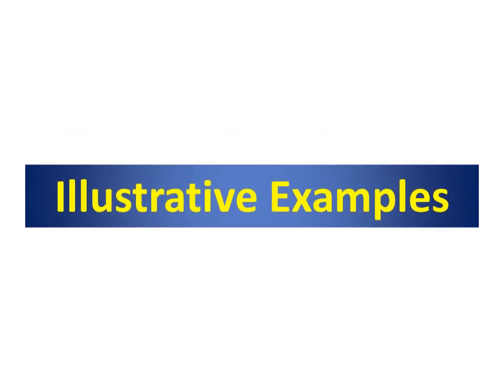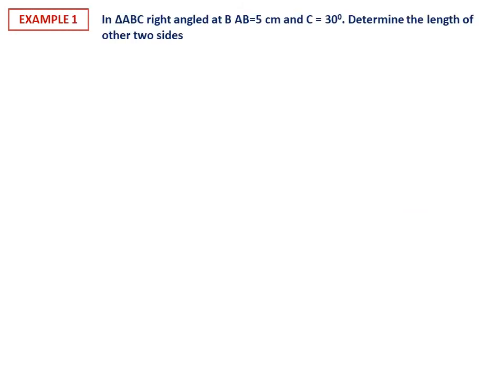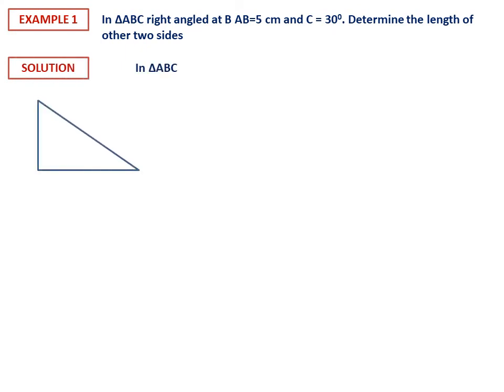Now let us work out a few simple examples today so that we can understand this concept easily. First question. In triangle ABC, right angled at B, AB is 5 centimeter and angle C is 30 degree. Determine the length of the other two sides. It's a very interesting question. Consider triangle ABC. So what is given is B is 90 and second C is 30. So this is given. One more thing is AB length is 5 centimeter. Therefore we have to find the other sides.